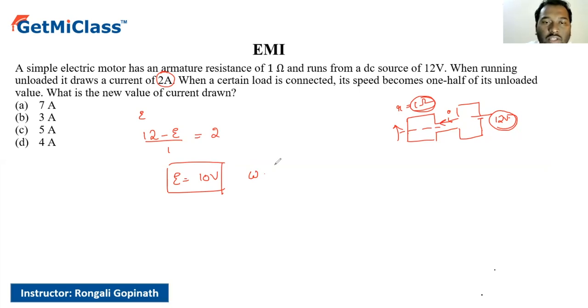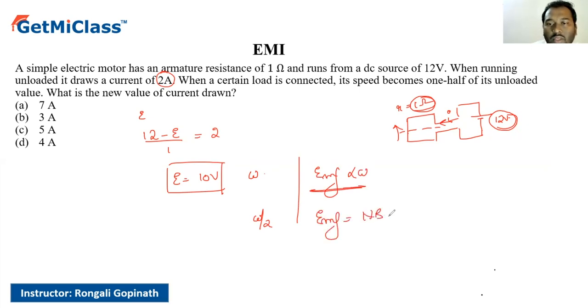That is called the free speed, where no load is connected to the motor, or the motor is not driving anything. But when you connect this motor to something, if you want to rotate some other object using this motor, the speed becomes half. Now we know that the EMF induced is directly proportional to omega, based on EMF equals NBA omega cos omega t. Now if omega becomes half, the new back EMF becomes 10 by 2, that is 5 volts.